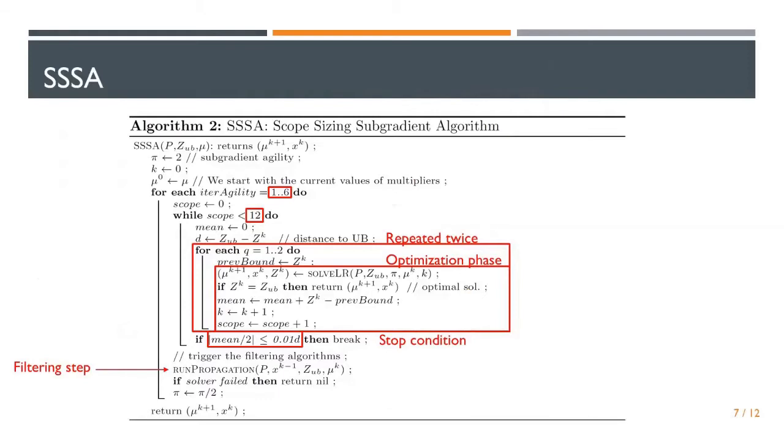First, we define the agility from 1 to 6. This has been defined empirically. Second, we define the scope from 2 to 12. We have empirically determined that after 12 optimization phases, the trade-off of optimization versus filtering was on average no longer very good. Then the optimization is repeated by blocks of 2 while observing the variation of the objective value.